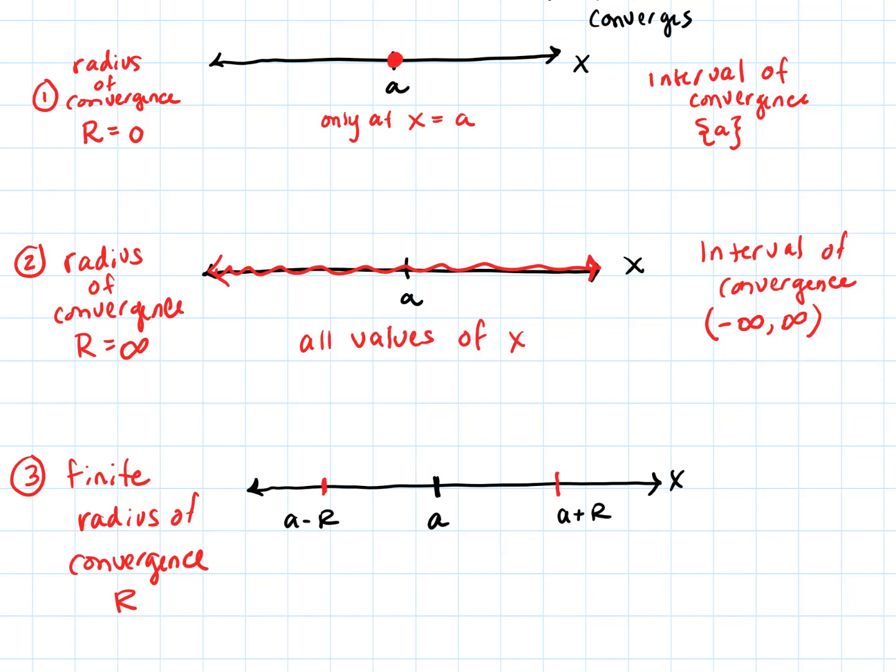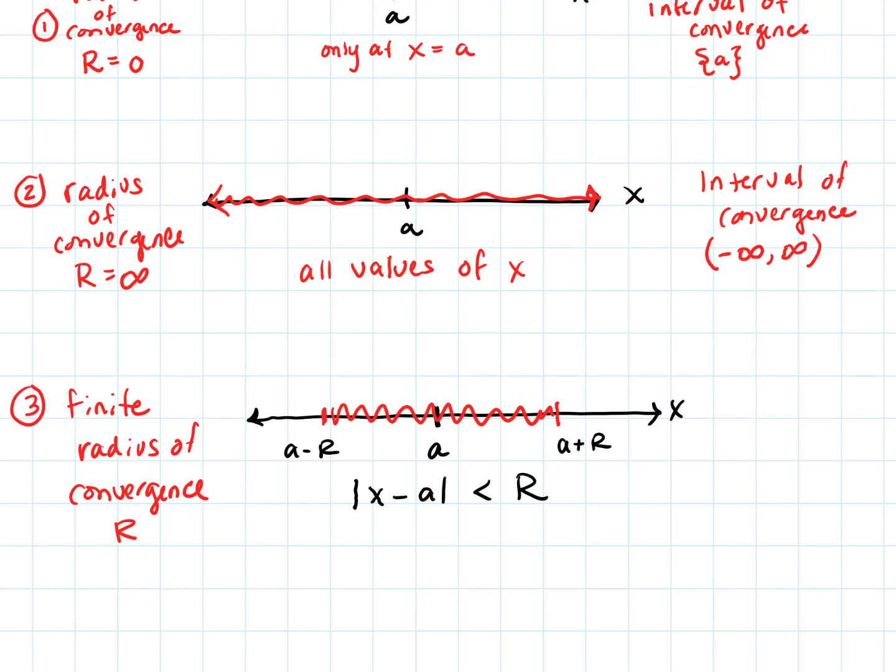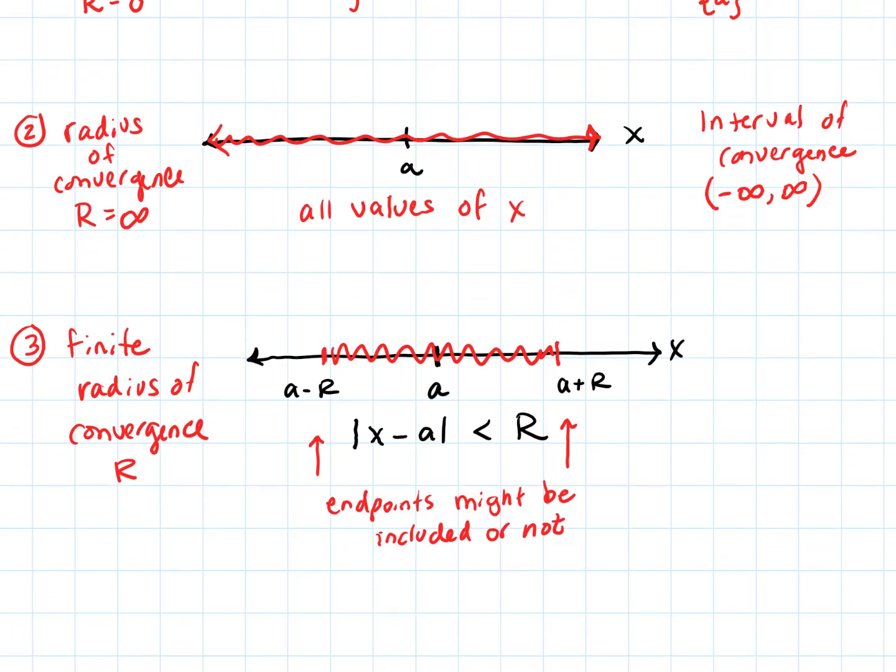So back to that definition, what we're saying is that x lies somewhere in that interval. So we say that the absolute value of x minus a is less than r. Now, what happens at the endpoints we can't actually put on this number line. So what happens at the endpoints can vary. Endpoints might be included in the domain, included or not. Okay, so that gets into where we actually have to look specifically at those endpoints.